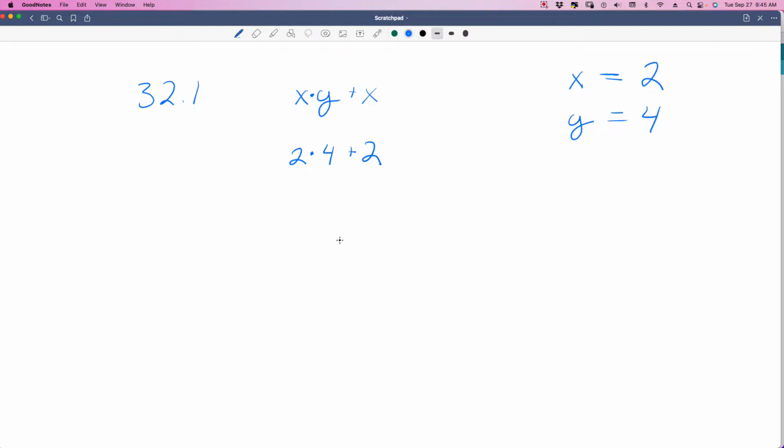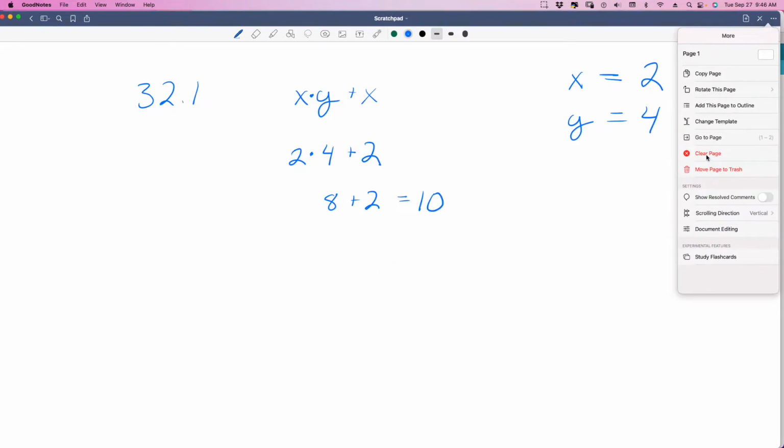And using our order of operations, we know we have to do the multiplication first. So 2 times 4 would be 8 plus 2, which would equal 10. All right? So you kind of see how that works. Let's do another one. I'm going to clear the page for us.